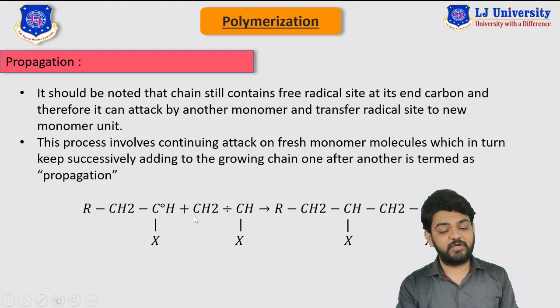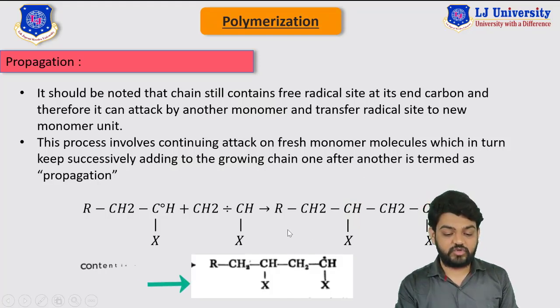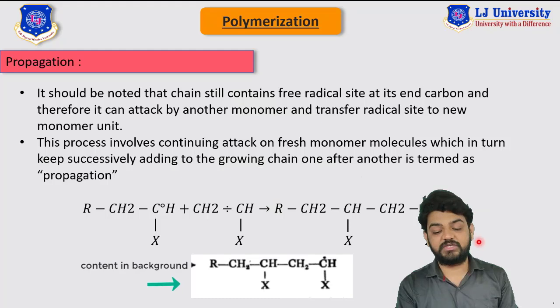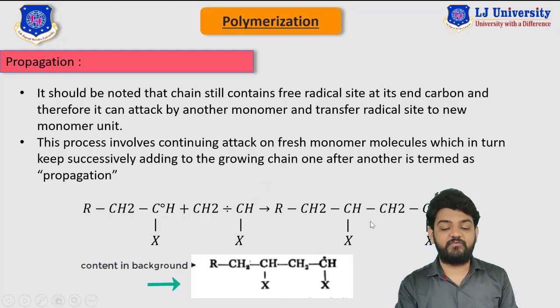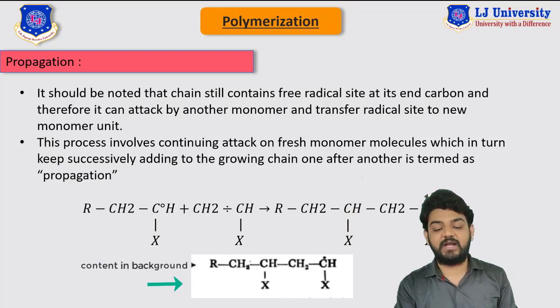So when this new monomer comes in contact with this first monomer, then this monomer will again attack this fresh electron, and it will shift its free radical from here to the last carbon of this atom. So now you can see this particular propagation step, in which our free radical is now transferred from this intermediate carbon to the last carbon.